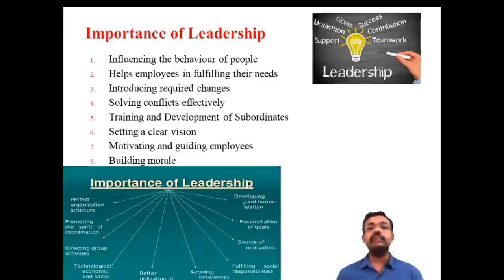Definitely it is motivating, supporting the organization, contributing, inspiring and creating teamwork within the organization. And there's a perfect organized structure, developing a lot of benefit, better utilization of the manpower. There's a lot of importance regarding the term leadership. And also a lot of other importance, like good human relationships, the reconciliation of goals, source of motivation, facility of the responsibility, avoiding the conflict, promoting the employees' needs and wants, and the perfect organized structure. There are a lot of other importance regarding the term leadership. Okay, these are the importance of leadership.